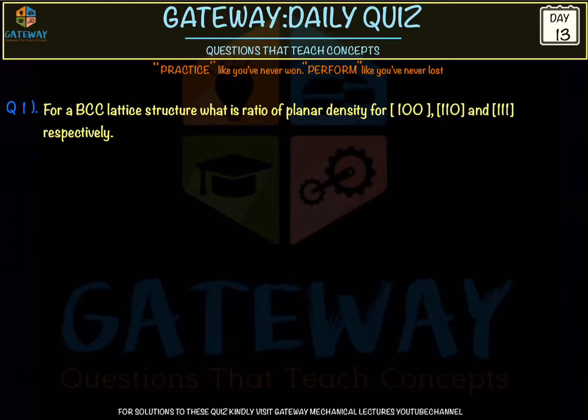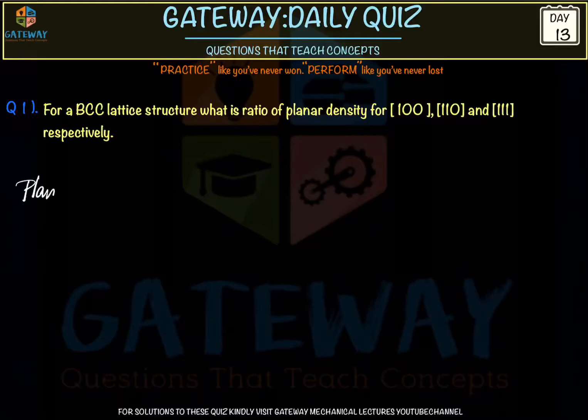In that way, we will see in which plane BCC has the highest planar density, and similarly in which direction it has the highest density, for BCC or FCC or any simple cubic structure. In that way, we will proceed. For that, we first need to know what planar density is.